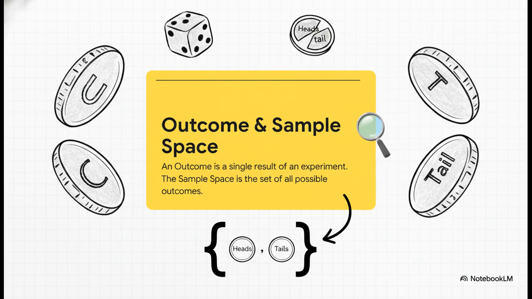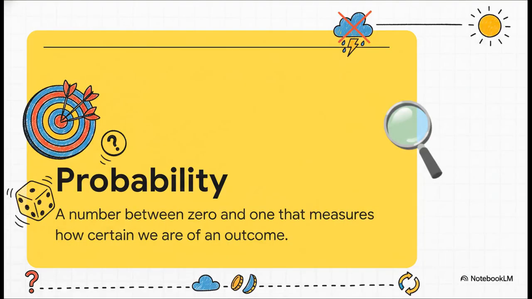See? Easy enough, right? And here it is, the star of the show, probability itself. At its core, it's just a number somewhere between 0 and 1. If the probability is 0, it means the event is absolutely impossible, never gonna happen. If it's 1, it's a sure thing, it's certain. And everything else, every maybe, every possibility, every we'll see, falls somewhere on that line in between.